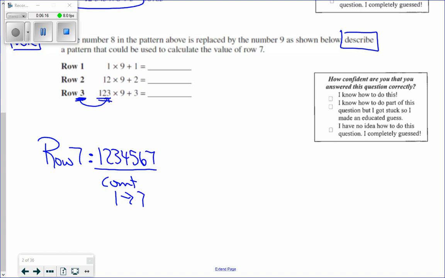I would not only show it with words, I would show it with numbers as well. And then they're all times 9. And then they're all add. And then the number here matches the row number that you want.